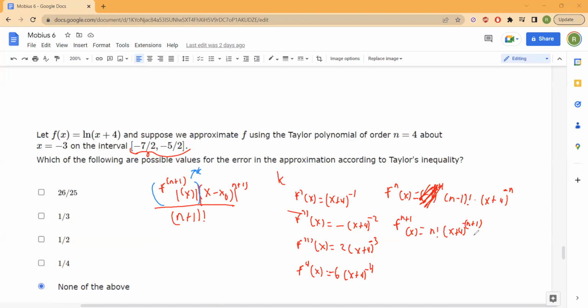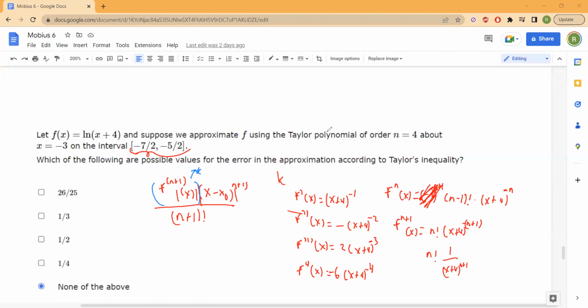Okay. Now, finally, we need to think of how to maximize this function. And the reason we want to maximize is because we want to find the biggest possible error, right? Because it doesn't help us if we know that the smallest possible error we can make is 0. We want to know what's the biggest mistake we can make. And so we need to think of at what point in this interval this k will be the biggest. For that, we first need to think of our function. So our function is n factorial over (x + 4) to the power of n + 1.